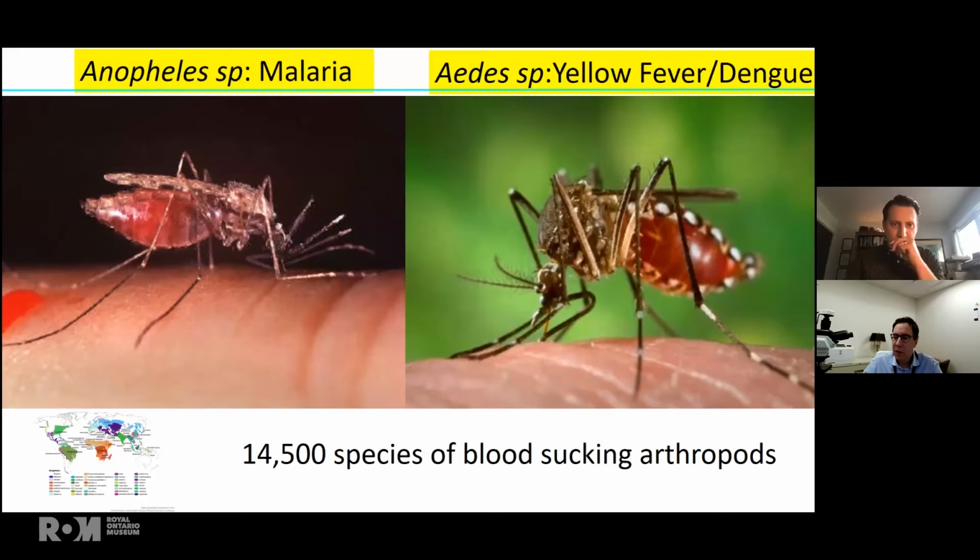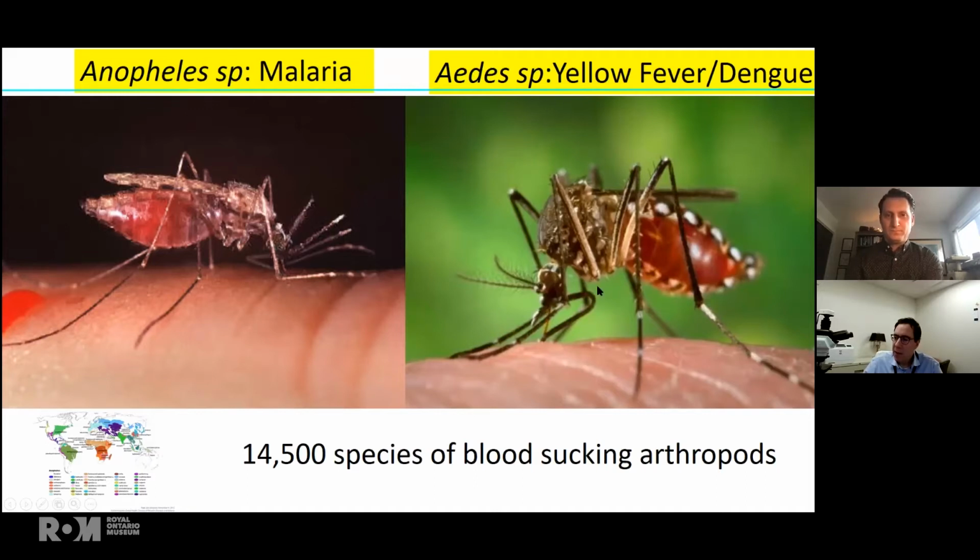So very quickly, I just wanted to remind you that there are hundreds of different types of mosquitoes in the world. They are spread all over, and what this slide is showing here is one mosquito, one species called Anopheles that transmits malaria, and here is the stomach or the midgut, to be more technical, of the animal. And this is another mosquito that transmits dengue or yellow fever, Aedes.